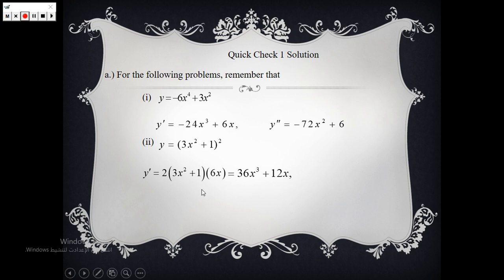which equal 2 times 6 equals 12x. 12x times 3x power 2 will be 36x power 3, and 2 times 6 equals 12x times 1 equals 12x in the simplest form. The second derivative, 3 times 36 equals 108x power 2. Derivative of 12x will be 12.